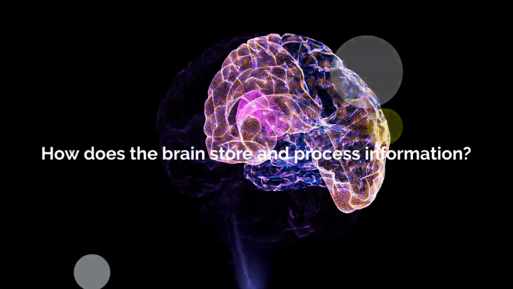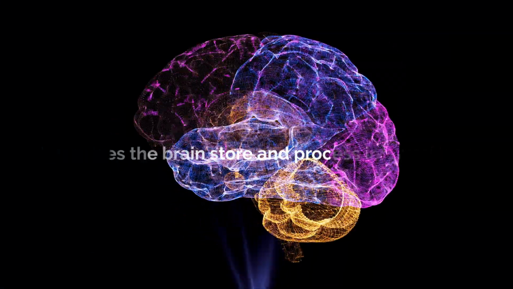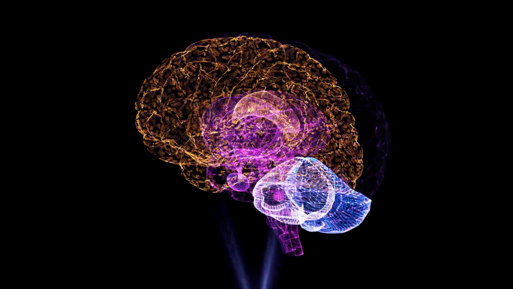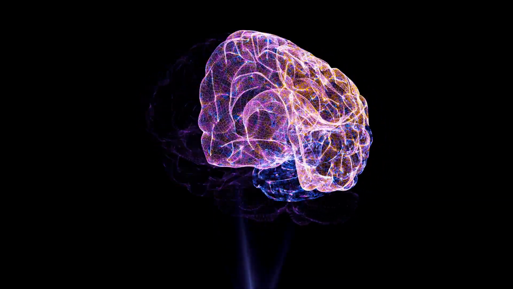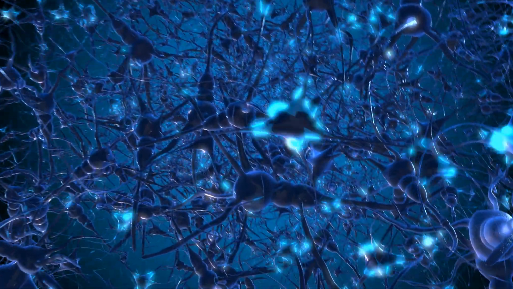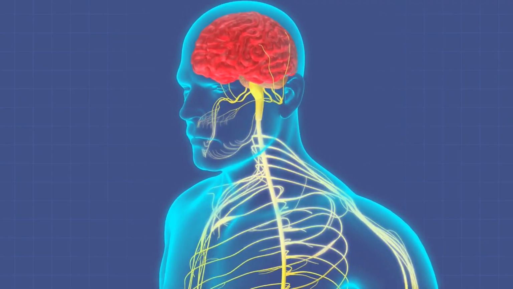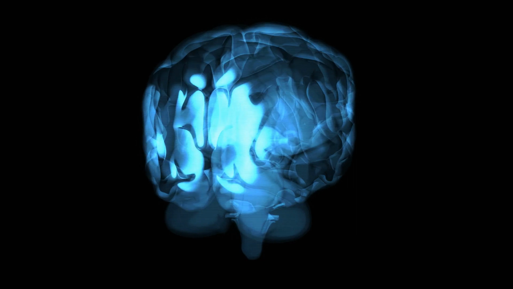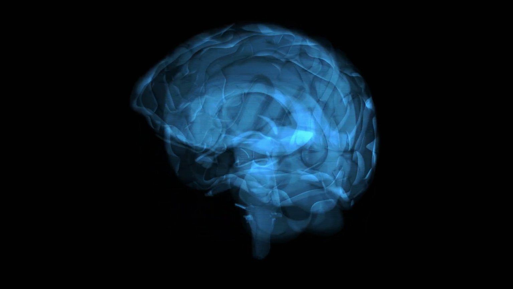How does the brain store and process information? The human brain is one of the most complex and fascinating organs in the body. It is responsible for a wide range of functions, including sensory processing, motor control, language, memory, and emotion. At the heart of these functions is the brain's ability to store and process information.